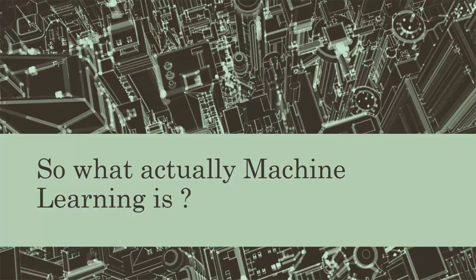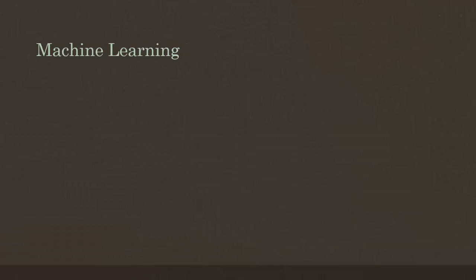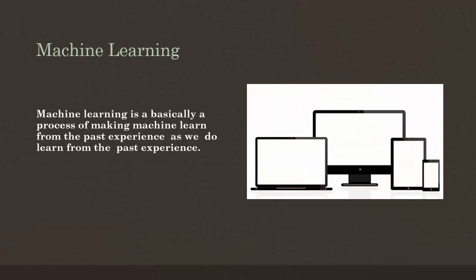So, what actually is machine learning? Before going ahead, let's consider a practical example. If we are doing a certain kind of task repeatedly, for the first time, let's consider we fail. Again, we do that task again. We partially succeed, say 10%, then again we repeat that task. The success ratio keeps increasing. That means we are learning from our past experience and we are improving. So machine learning is basically the same thing. Machine learning is basically a process of making a machine learn from past experience, as we learn from past experience.